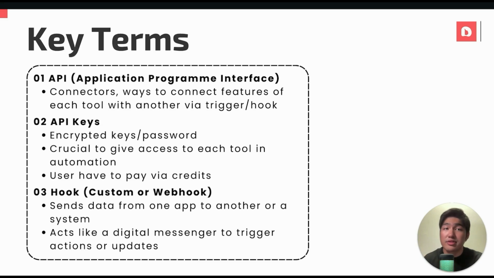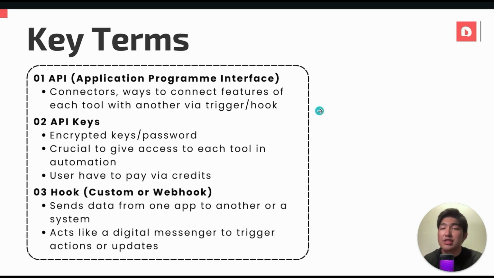Now before we go into the Make platform and test it out, there are a couple of key terms that we'll be using a lot in our automation workflow that you should know to get you started. Firstly is API, which is Application Program Interface. APIs essentially are connectors, ways to connect features of each tool with another via a trigger or hook.